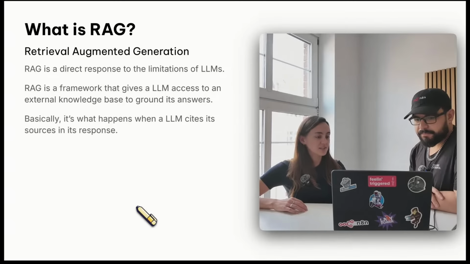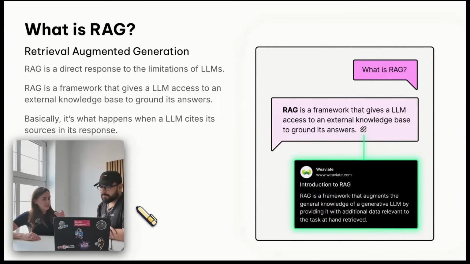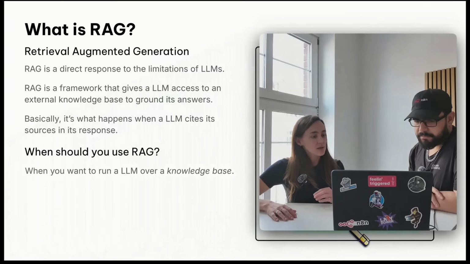Makes sense. And essentially, you can recognize RAG in just a regular chatbot. If you see a link and it's citing its source, that's a sign. So basically when an LLM cites its source, RAG is happening under the hood. Perfect. And so when should you use it?